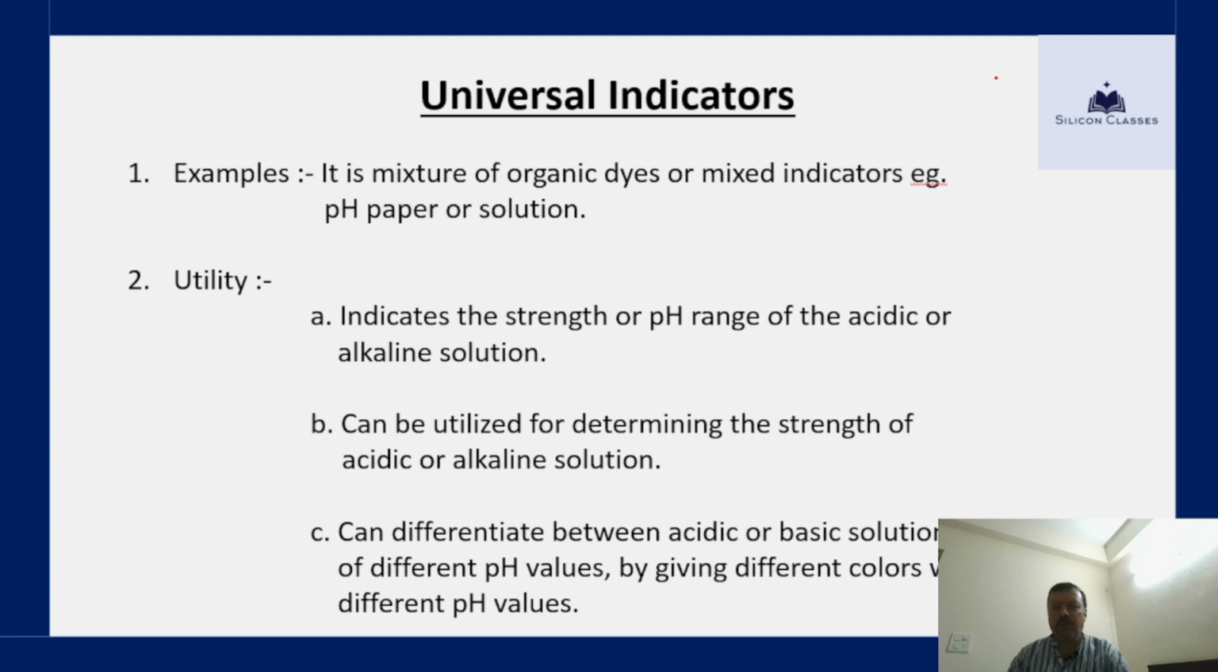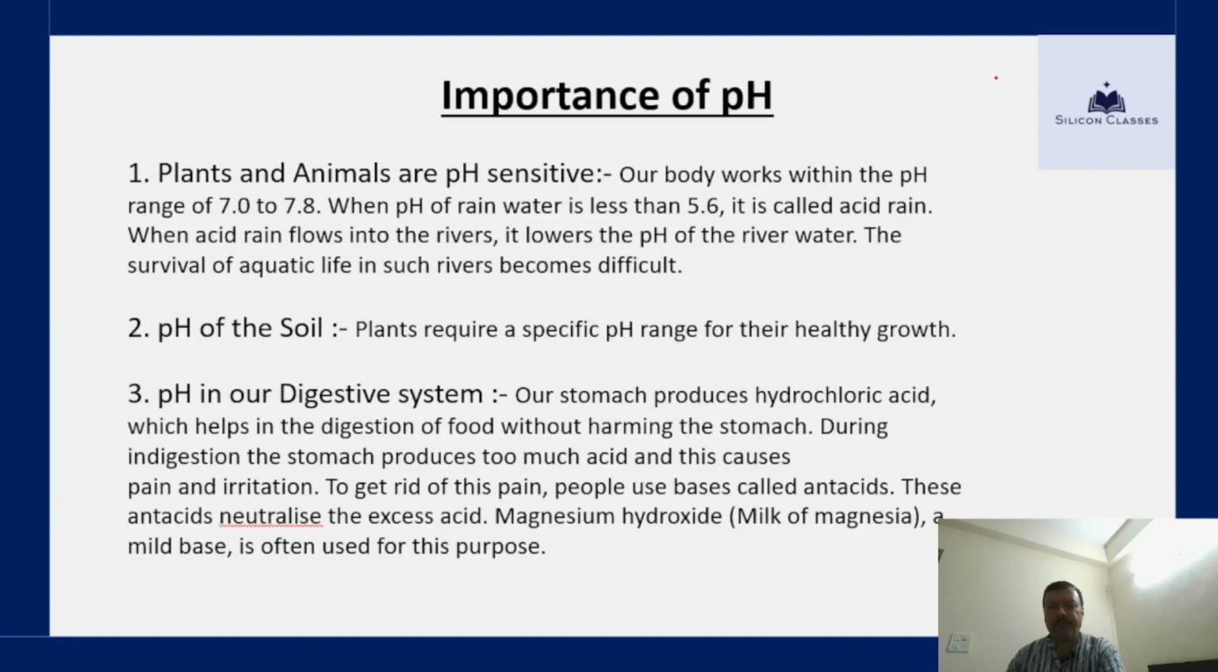Whatever I have told for common acid-base indicators, they cannot be utilized for determining the strength, but universal indicators can be utilized for determining the strength of acidic or alkaline solution. It can differentiate between acidic or basic solutions of different pH values by giving different colors with different pH values.